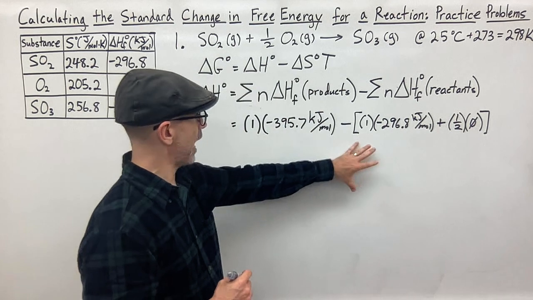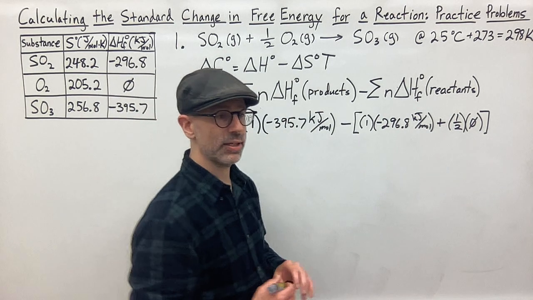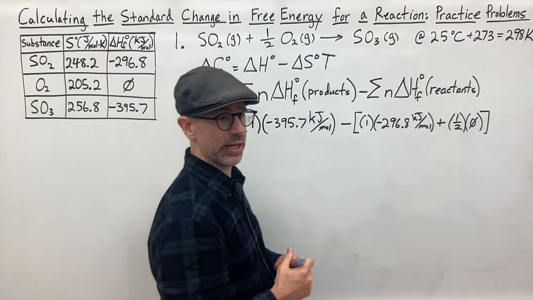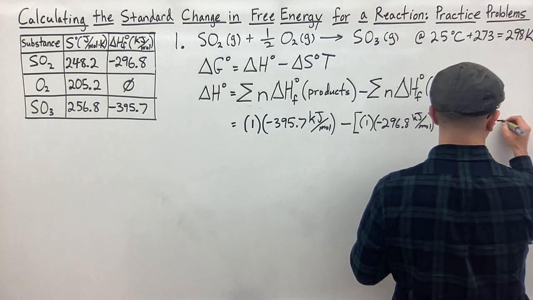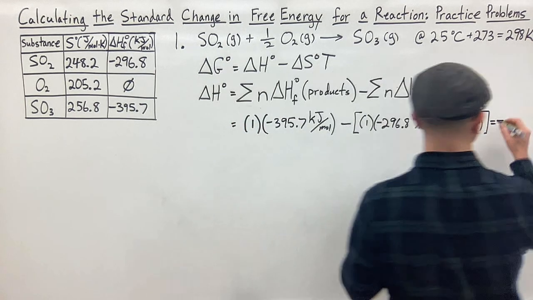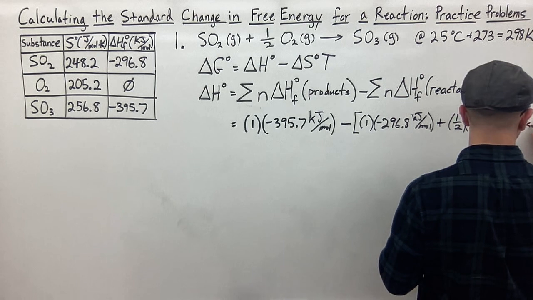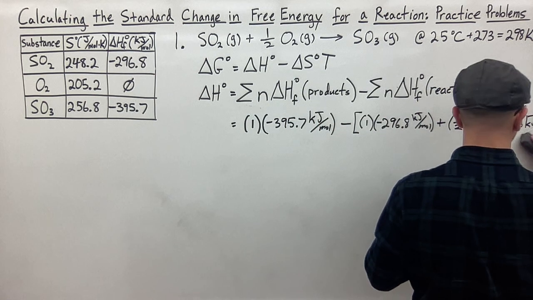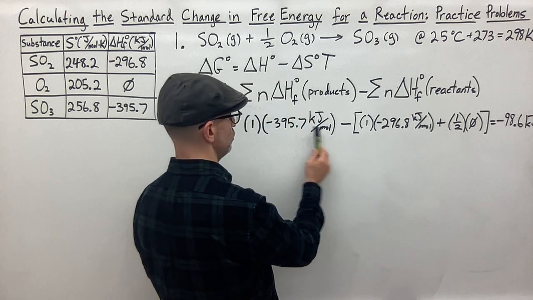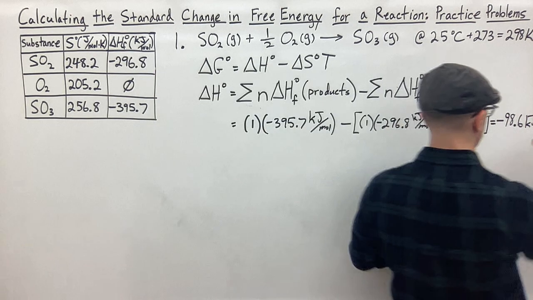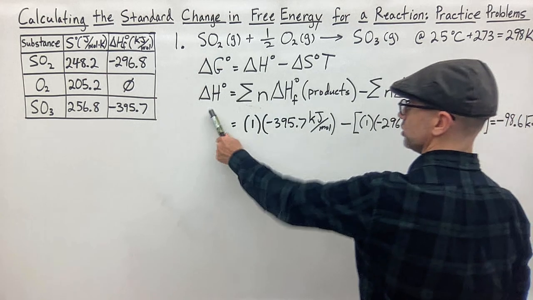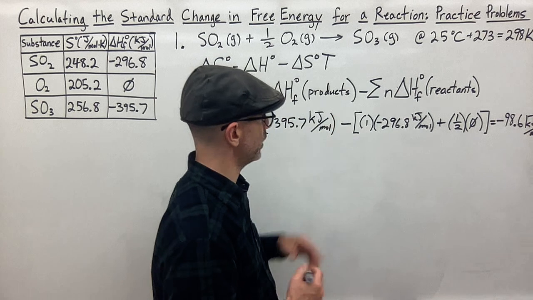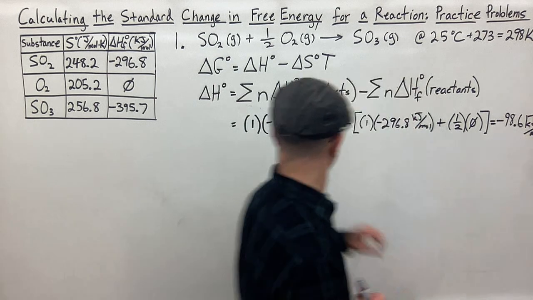Now I have everything added to my equation, so I just calculate this out. I calculate this part, and then subtract, and when I do that, I get negative 98.6 kilojoules per mole, or I should say just kilojoules, because the moles canceled out. Or no, actually, it doesn't cancel out, I don't think. These are ones, they're moles, but anyway, that is the delta H.